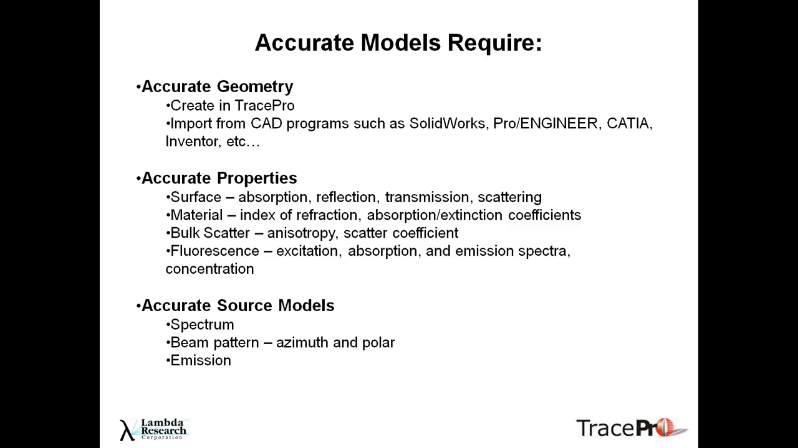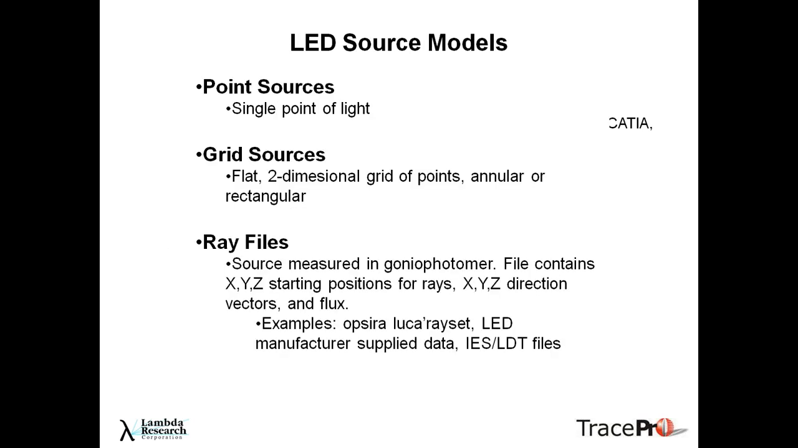And the last thing we need is accurate source models. So this is how we're getting light into our model. And now we'll be looking at things like the spectrum of the source, the beam pattern, both in azimuth and polar. You know, do we have a uniform source? Do we have an asymmetric source? And then as well as the emission. How much light is the source actually putting out, either in radiometric or photometric terms?